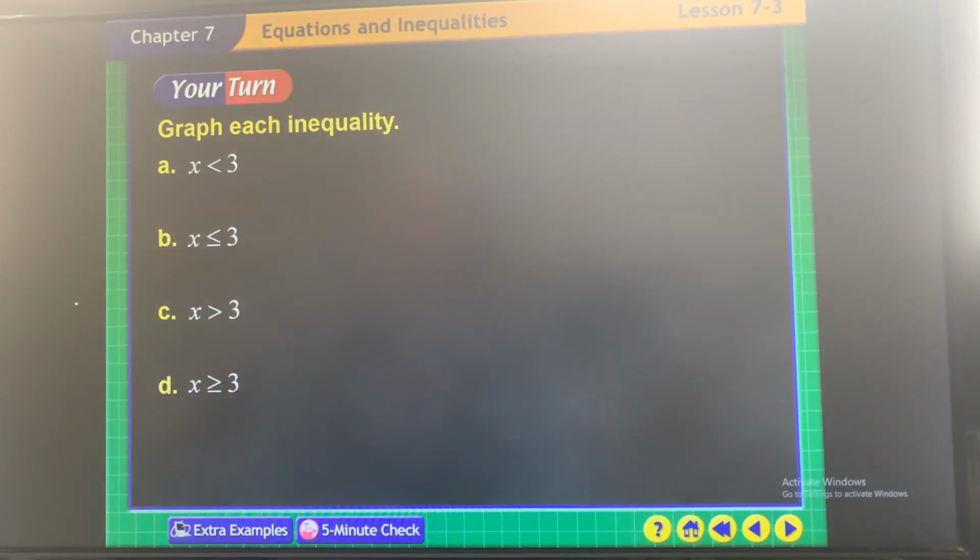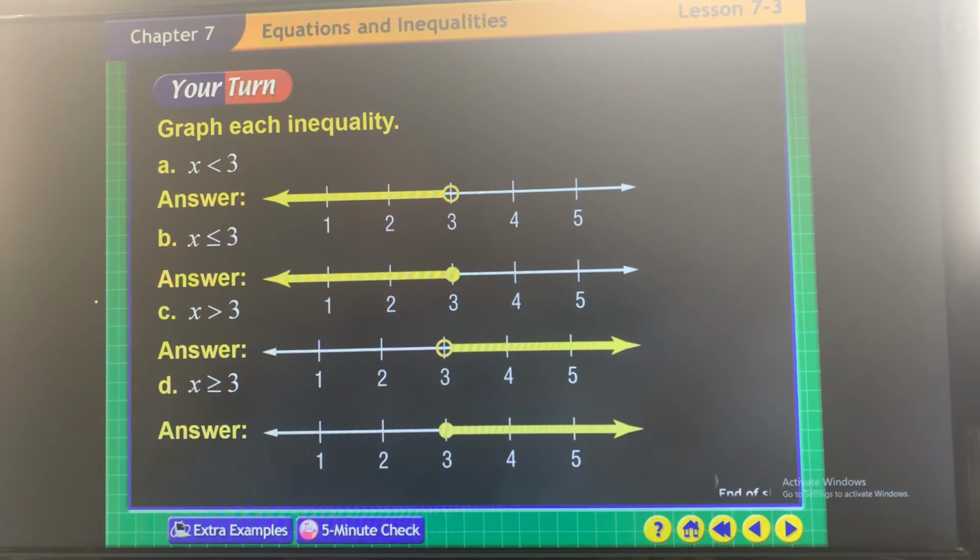So then try each one of these. Make sure you can do them. You can pause it right here because I'm going to show you the answers now. Make sure you understand when it's colored in, included, and make sure you understand when it's excluded.